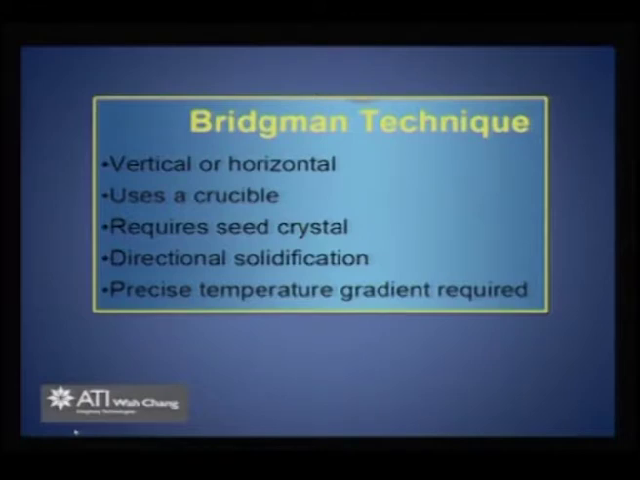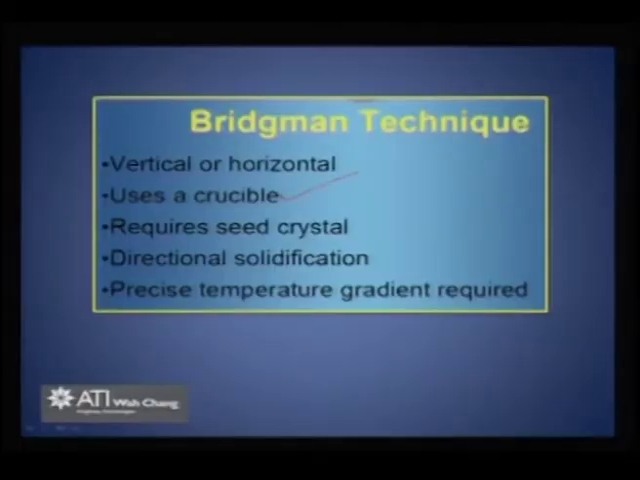The next one is the Bridgman technique, and in the Bridgman technique we can mount your crucible or your feed. It can be loaded in a horizontal way, or we can have it in a vertical way, and mainly we use a crucible for this pulling technique. You also require a seed crystal in this technique, and this is a process with direct solidification, because we are talking about liquid to solid, and in this pulling technique you are pulling it with a temperature gradient so that it will become a solid.